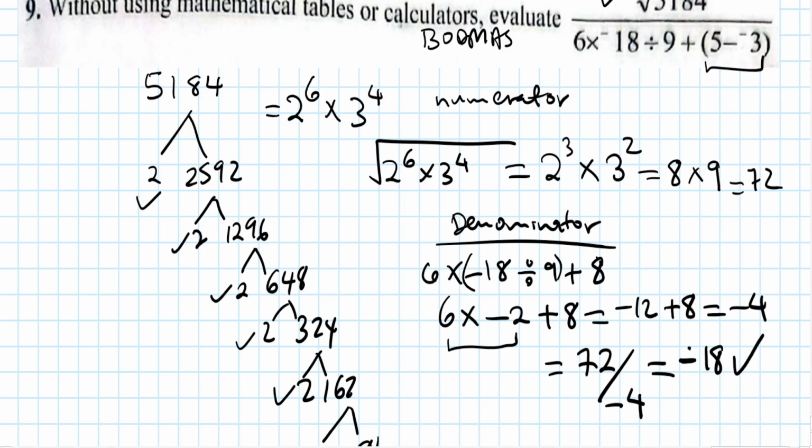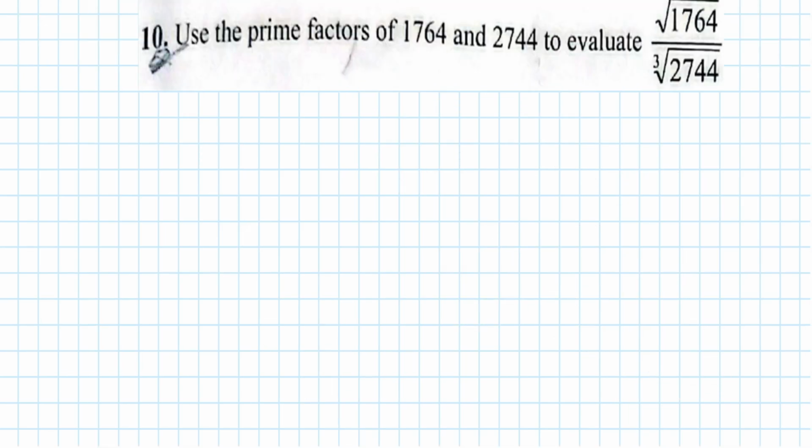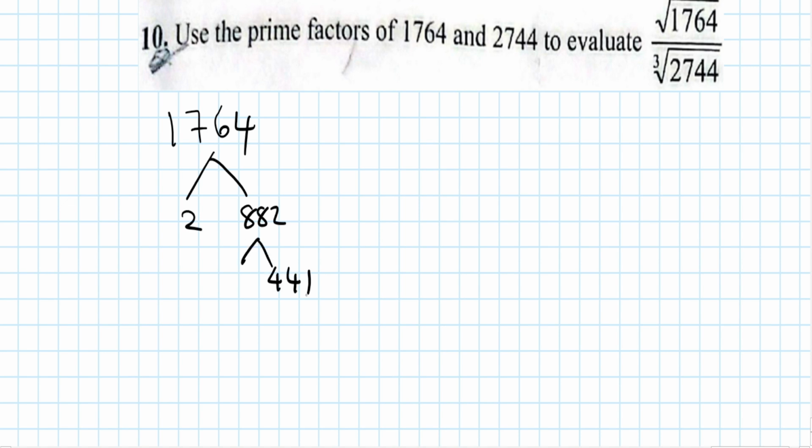Simple as that. Now, you've been told to use the prime factors of 1764 and 2744 to evaluate, obviously, the square root of 1764 and the cube root of 2744. So again, much easier. Draw the tree table. Divide by 2. 1764 divided by 2 is going to give you 882. Then divide by 2 is going to give you 441.